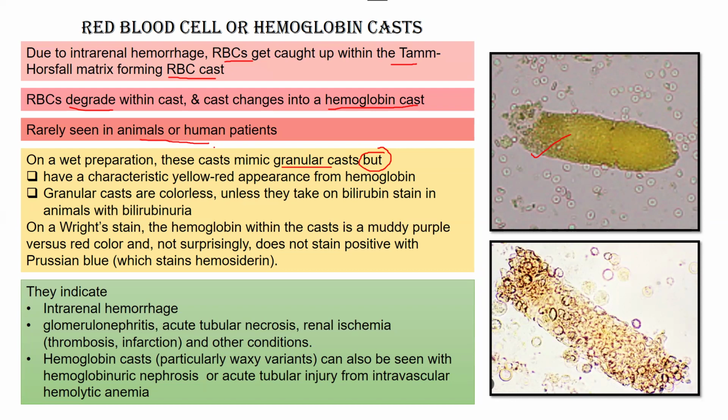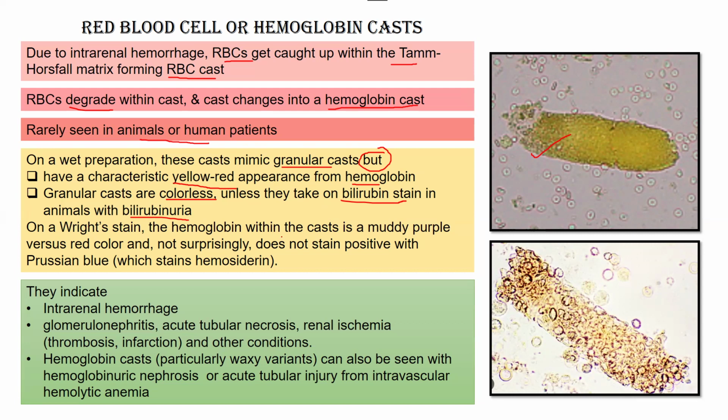And what are these differences? The RBC casts have a characteristic yellow-red appearance because of hemoglobin, whereas granular casts are always colorless until they take on bilirubin stain in animals, if the animal has bilirubinuria. So the color difference will help you differentiate between a red blood cell cast and a granular cast. But if the animal also has a pathology of bilirubinuria, increased bilirubin in urine, it will be a bit tricky, but you can still differentiate.